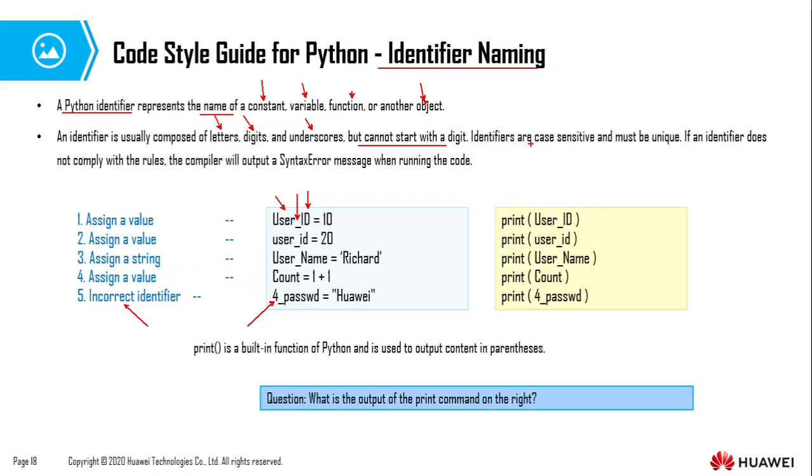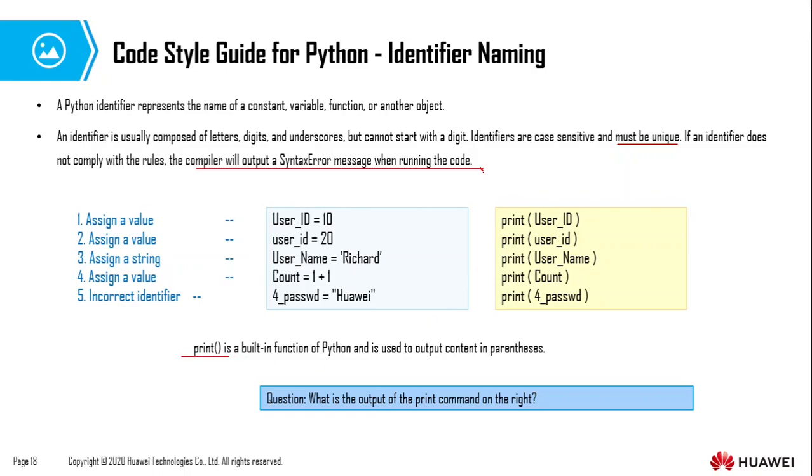Identifiers are also case sensitive and must be unique. Case sensitive, don't forget, case sensitive. So here user ID and user ID are two different identifiers. They are two different identifiers because this one has uppercase U, uppercase I and D. This one everything lowercase. So these are two different. Why? Because they are case sensitive. The other thing is that it has to be unique. So you can't have the same identifier declared more than once. And if an identifier does not comply with the rules, the compiler will generate a syntax error.